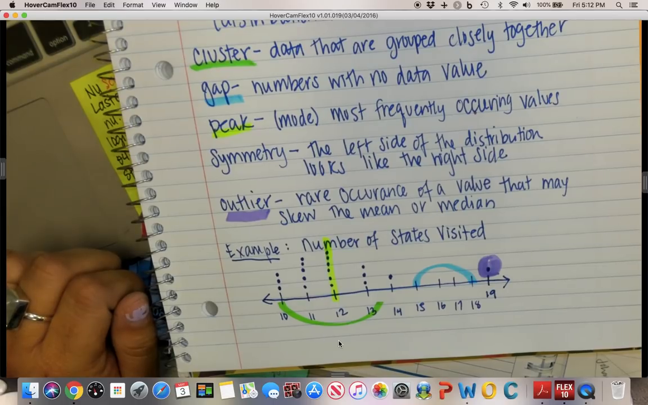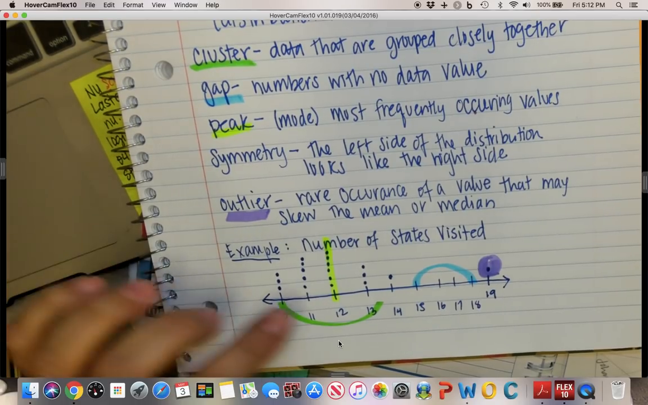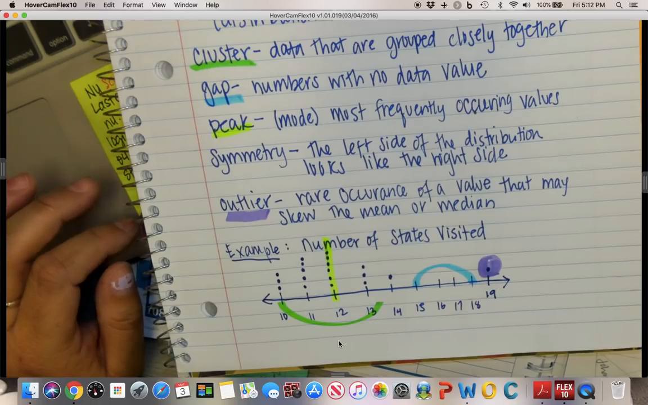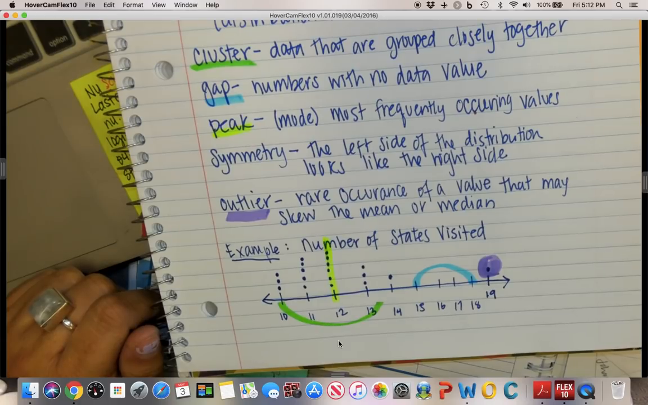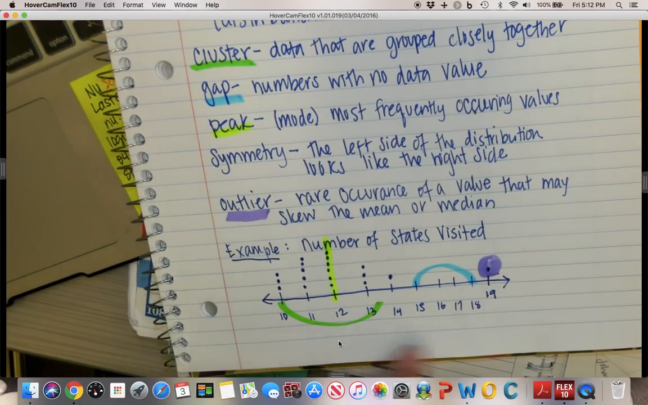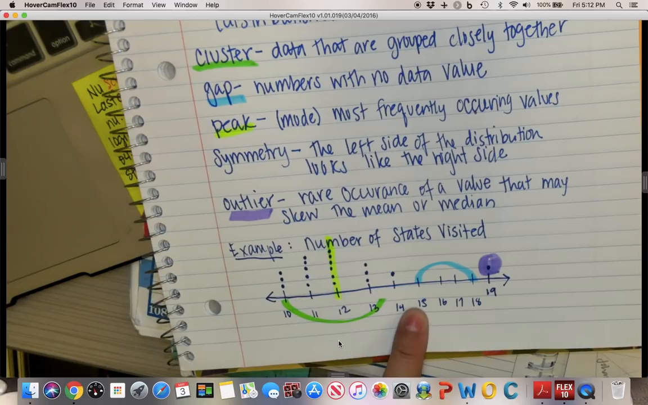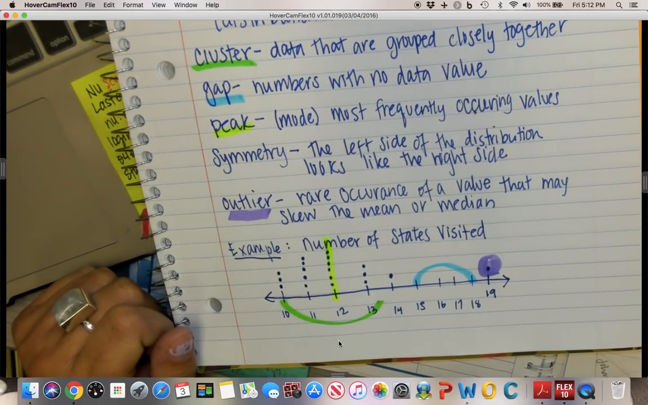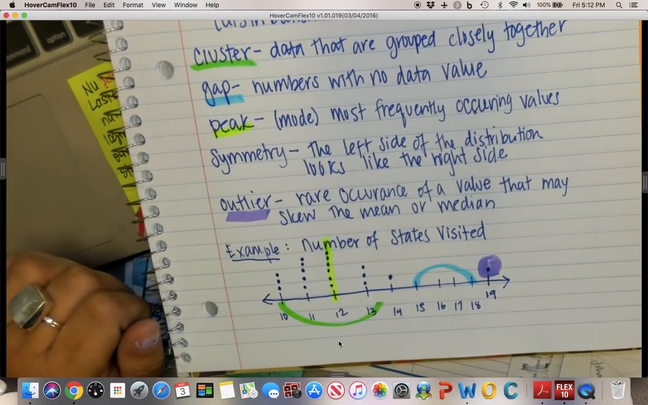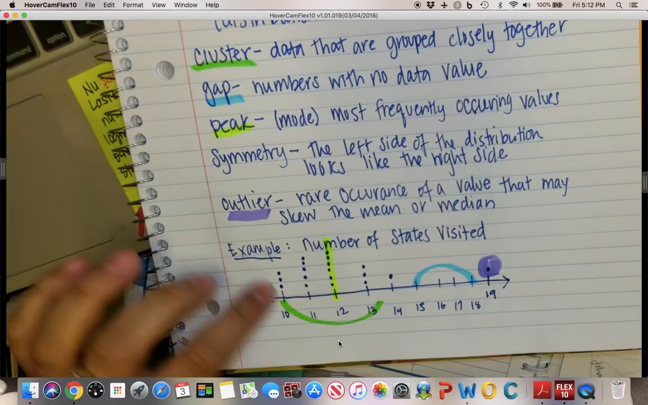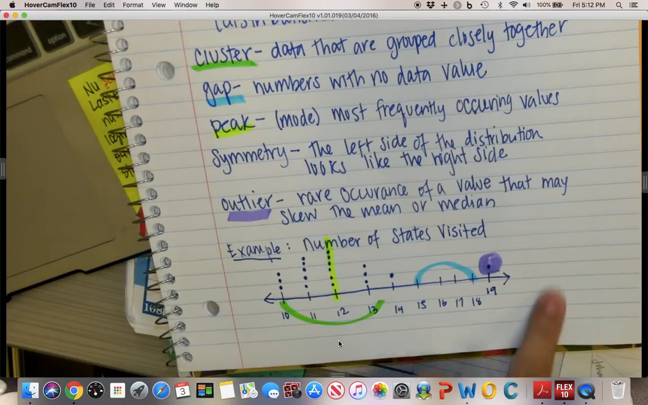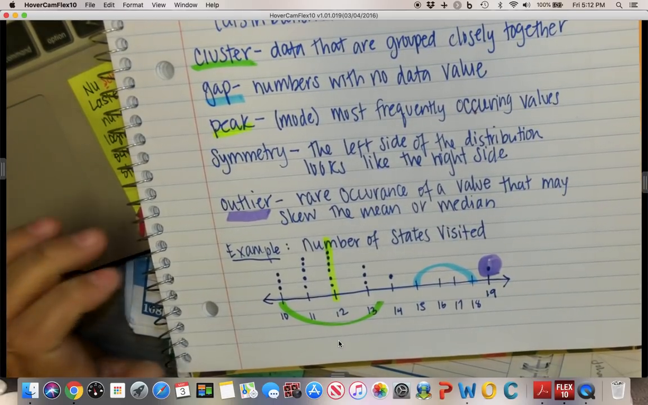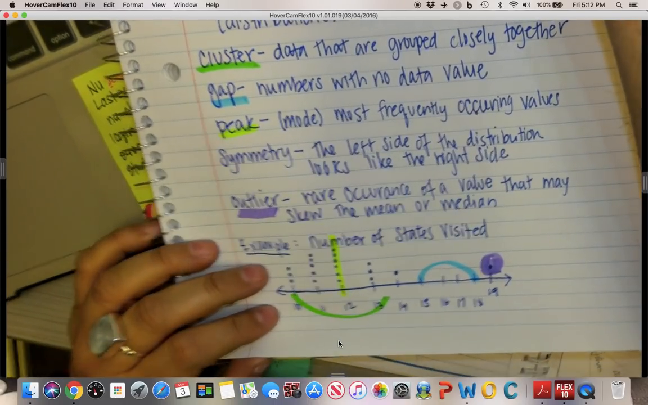Six people visited 12 states. 5 people visited 11 states. 3 people visited 10 and 13 states. No one visited between 15 and 18 states. Nobody visited less than 10 because we don't have any data here. Nobody visited more than 19 because we don't have any data here. So those are all ways that you can talk about the data or the graph.